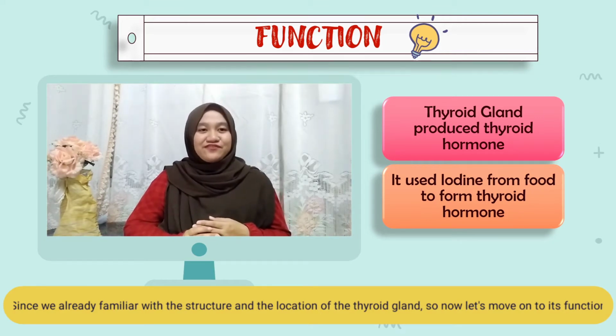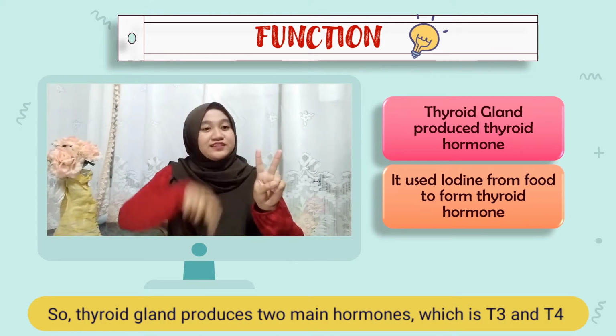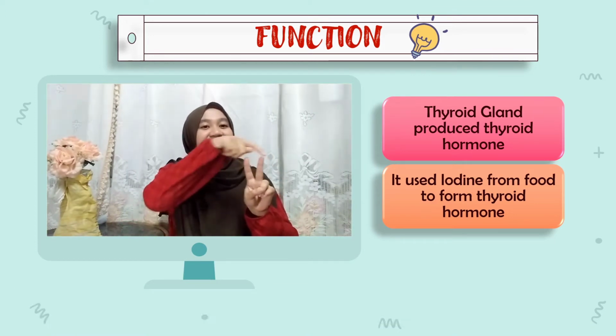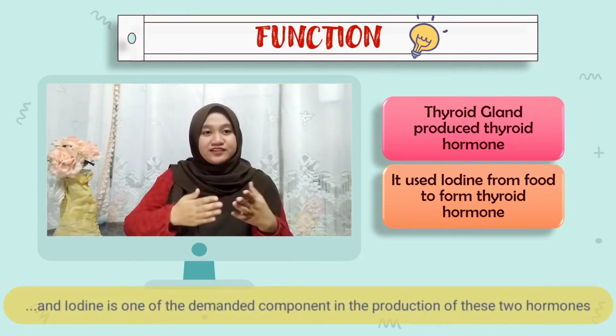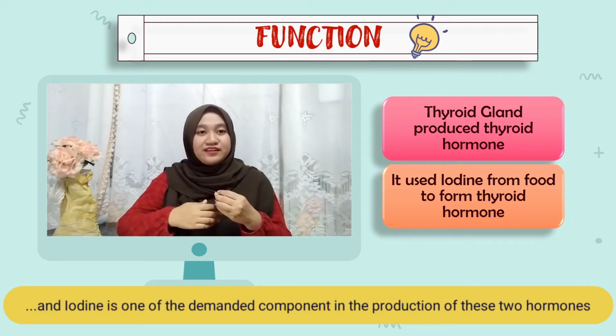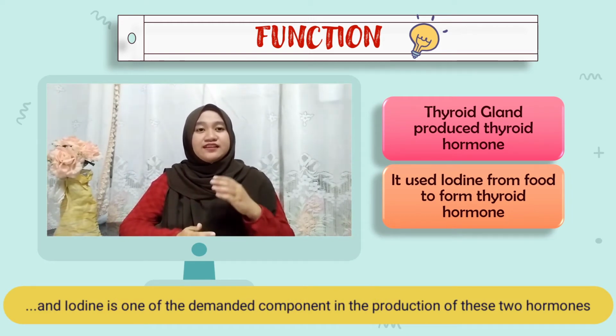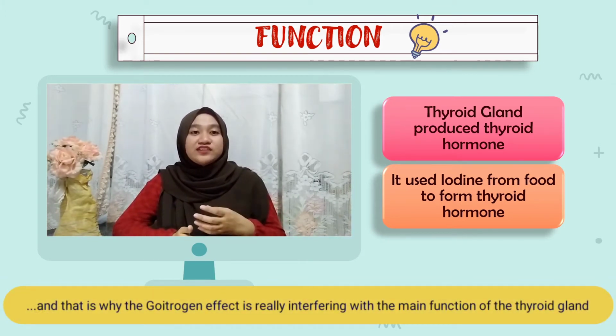So, the thyroid gland produces two main hormones, which are T3 and T4, and the production of these hormones is controlled by TSH, or thyroid stimulating hormone. Iodine is one of the essential components in the production of these two hormones, and that is why the goitrogen effect really interferes with the main function of the thyroid gland.